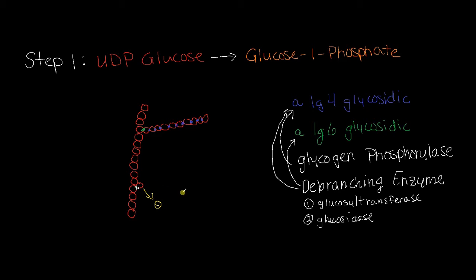In this case, what glucosidase does is it does not add a phosphate like glycogen phosphorylase did. Instead, it just breaks that bond, and that glucose is then a free glucose molecule.